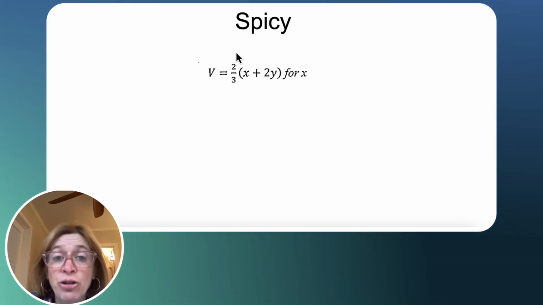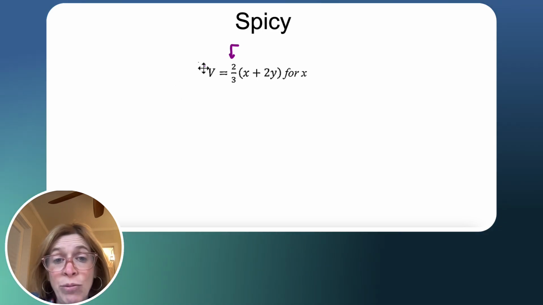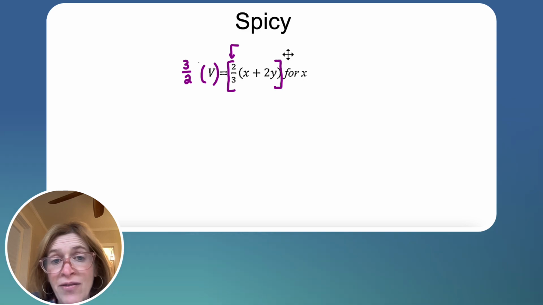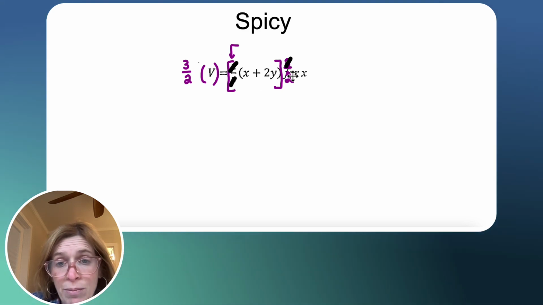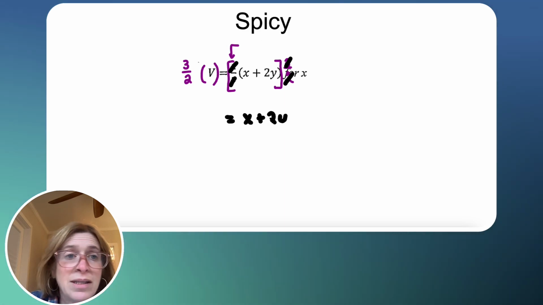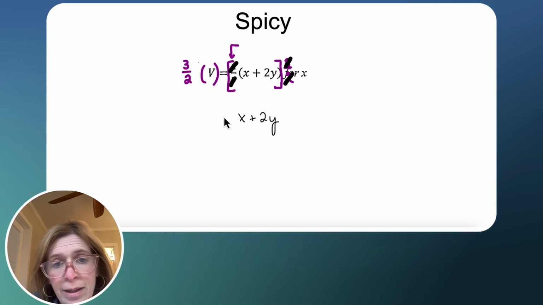So first, I could get rid of the 2/3 first. I hate fractions. Try to get it alone at the start. I can multiply both sides by the reciprocal of it. If I multiply, and I'm going to use a bracket here so you can see it a little better, if I multiply this by 3/2, okay, then the 3's will simplify and the 2's will simplify on this side. So I would be left with x plus 2y equals 3/2 v.